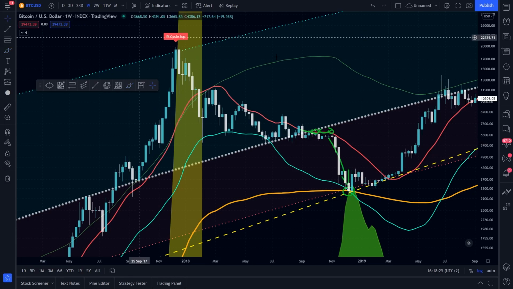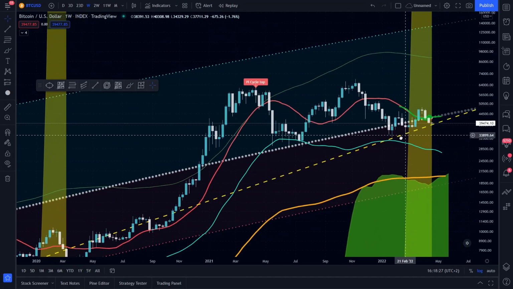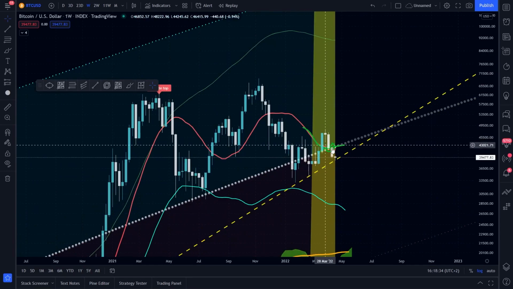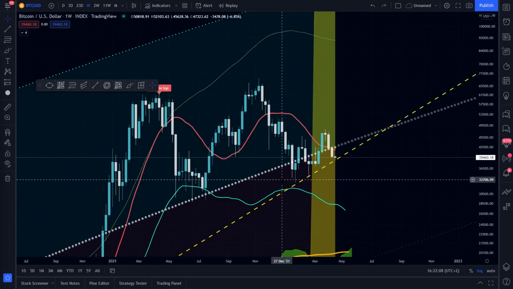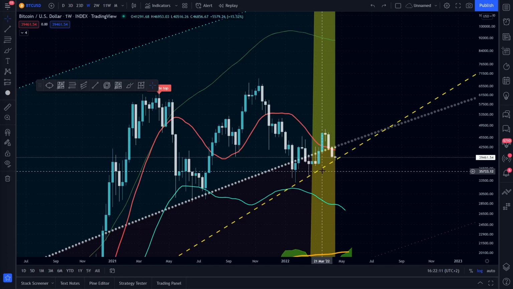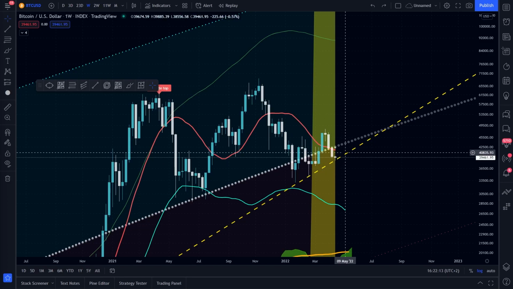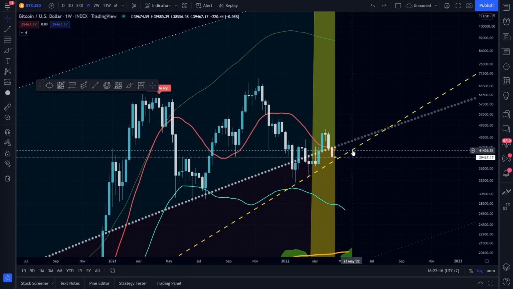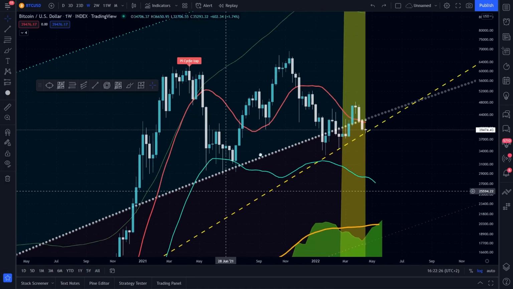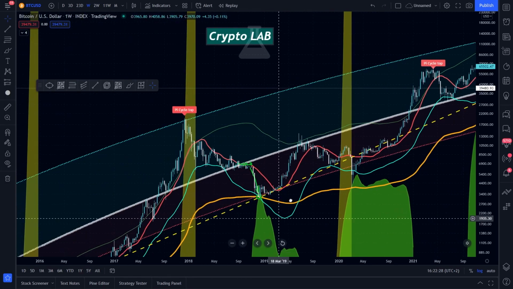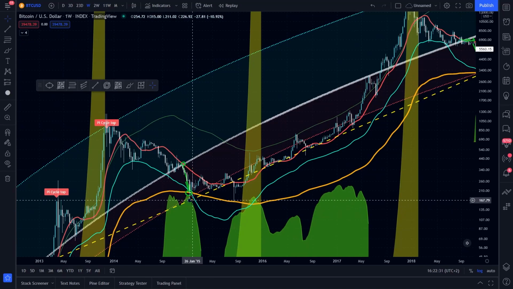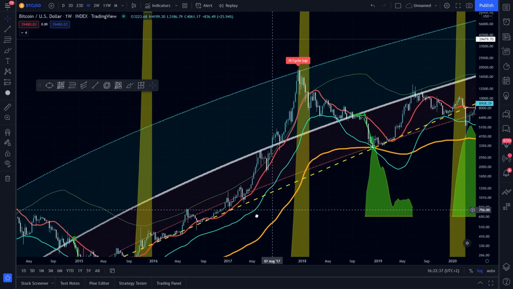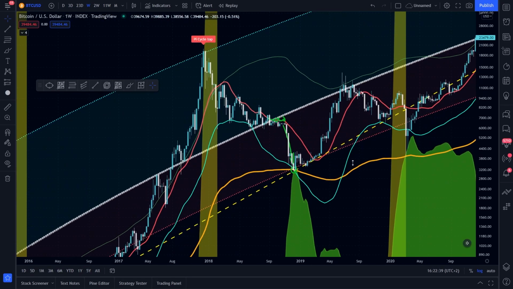So if we take a look at the current situation, you can see that the red line is currently crossing under the white line. As you can see on this chart, I also added one line, which is very important. This is this yellow dashed line. What is it exactly? Let's take a step back again. This line is crossing Bitcoin bottom in 2015 and Bitcoin bottom in 2018.